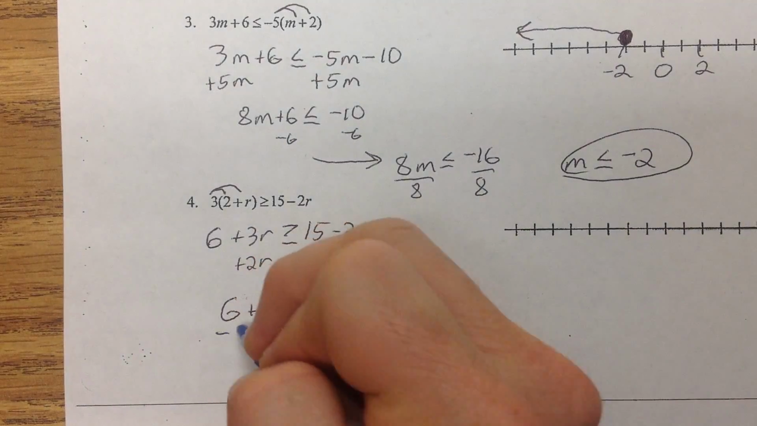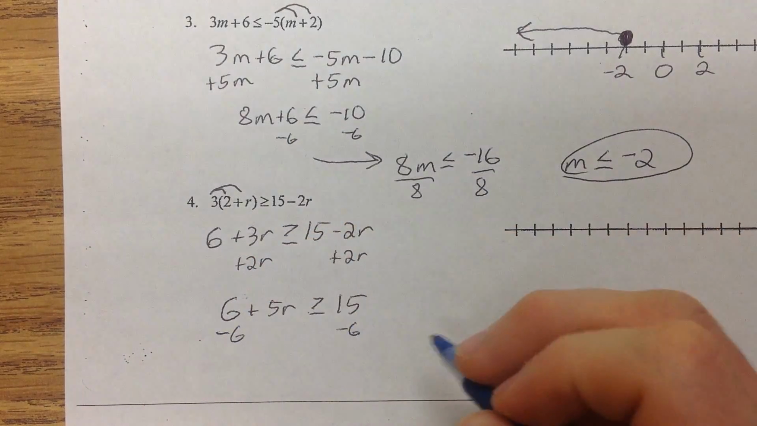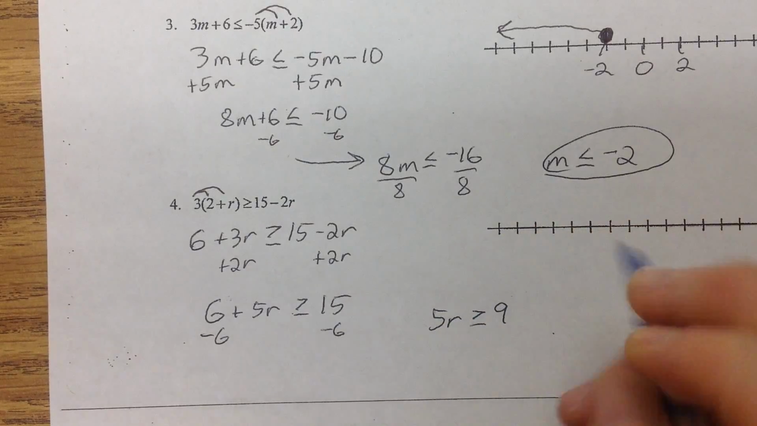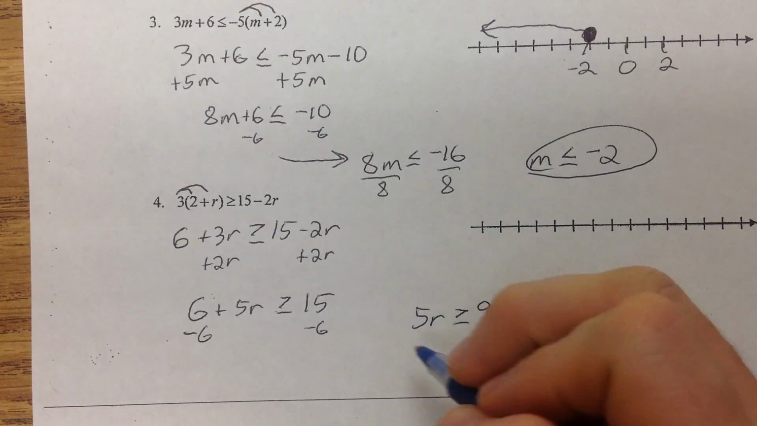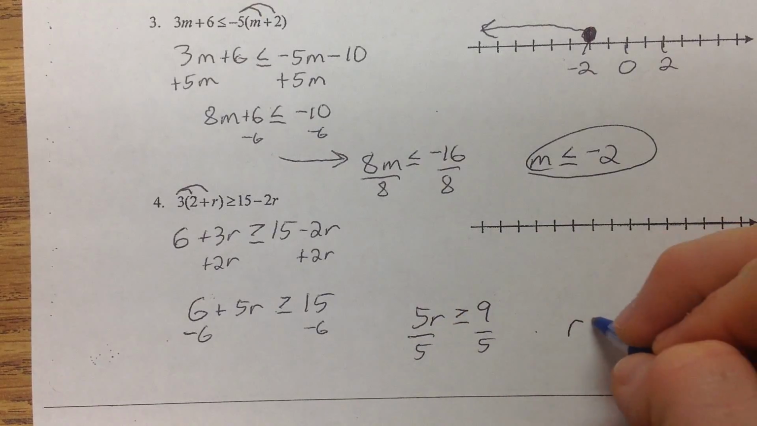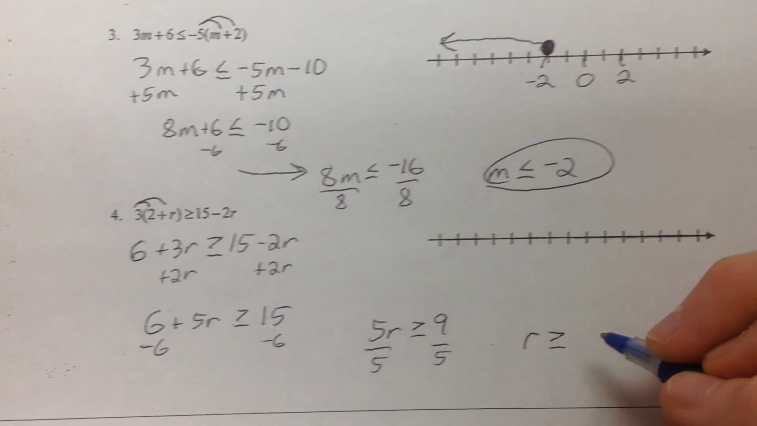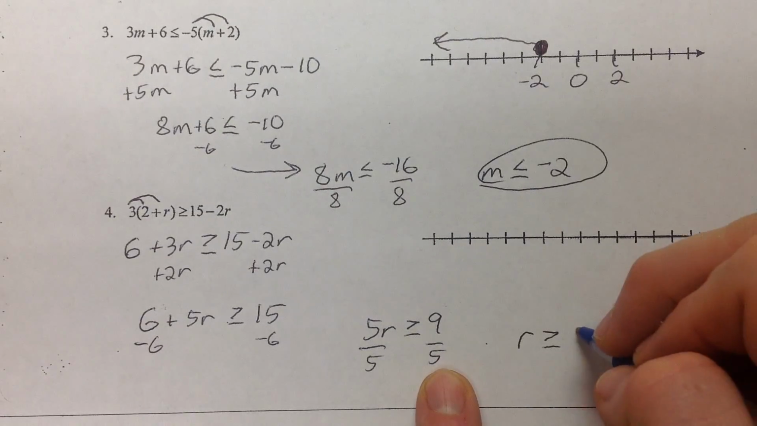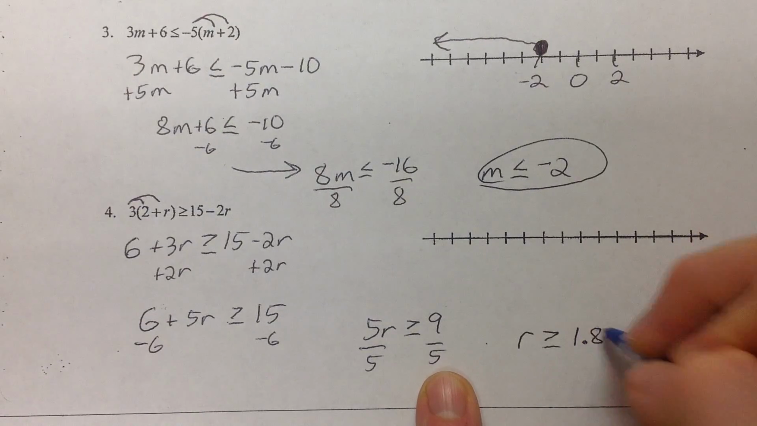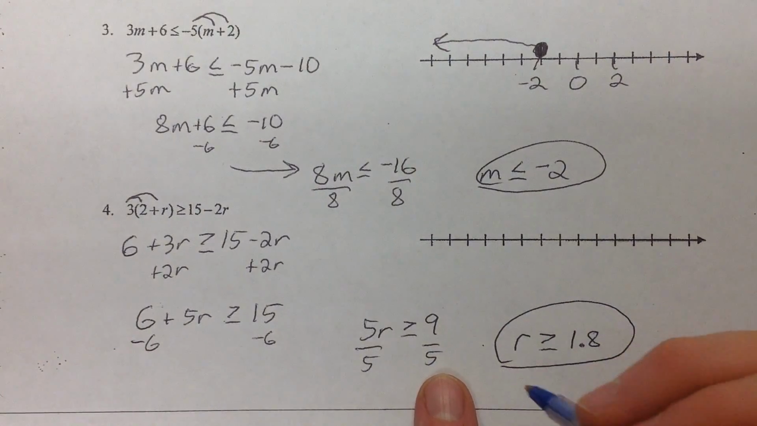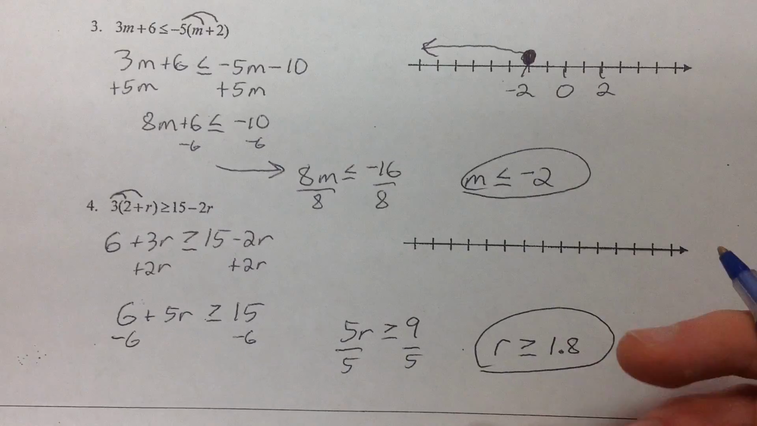We subtract 6 from both sides, minus 6. We get 5r is greater than or equal to 9. Divide both sides by 5. R is greater than or equal to, and if you're thinking that's not going to go in equally, you're right, it's actually going to give us a decimal of 1.8. And I'm going to leave it as a decimal because I think it's a little easier to graph when it's a decimal as opposed to a fraction.